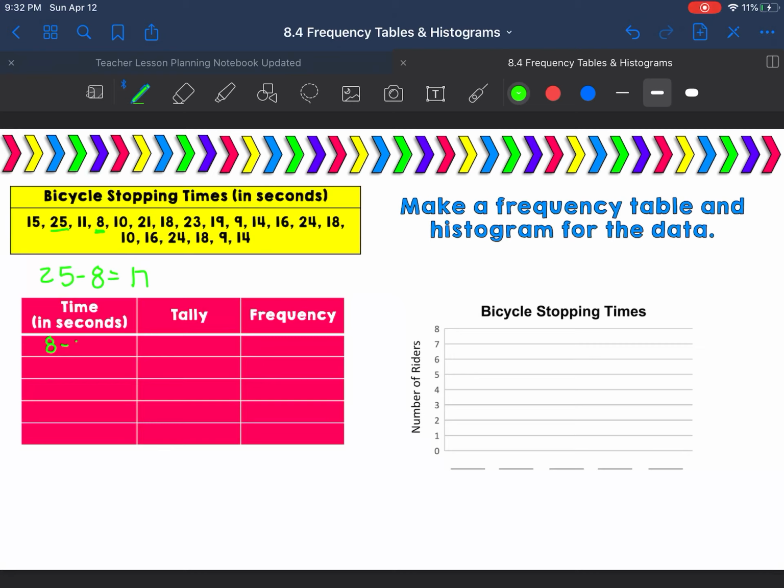So since my smallest number is 8, I'm going to start with 8. So that's going to be 8 plus 3, which is 11. Then I come down here, my next number is going to be 12. 12 plus 3 is 15. My next number is going to be 16. 16 plus 3 is 19. So then I come out here and make that 20. 20 plus 3 is 23. Come down here to make 24. And 24 plus 3 is 27. So now I can start making my tally marks. So my first number is 15.